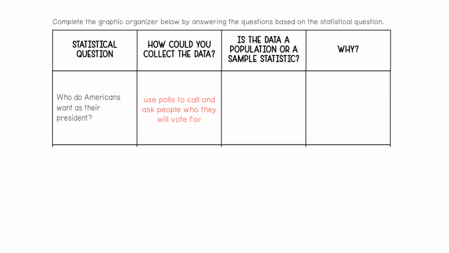Our next one, a statistical question. We have, who do Americans want as their president? A way to collect the data would be to use polls to call and ask people who they will vote for. This is a sample statistic because there are way too many people to call every single person. So you're taking a sample.